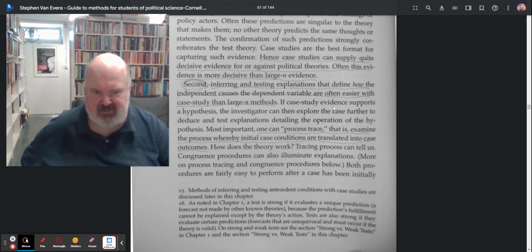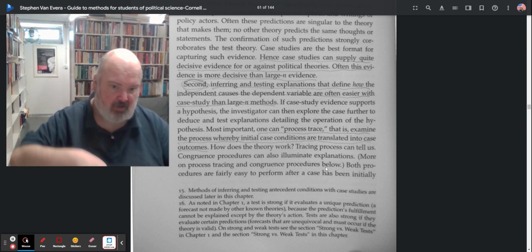methods. If case study evidence supports a hypothesis, the investigator can explore the case further to deduce and test explanations detailing the process of the hypothesis. More important, one can process trace, that is, examine the process whereby initial case conditions are translated into case outcomes. How does a theory work? Process tracing can tell us. Congruence procedures can also illuminate explanations. More on process tracing and congruence procedures below.